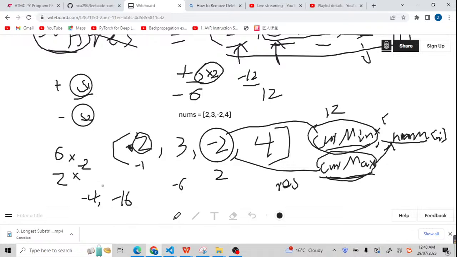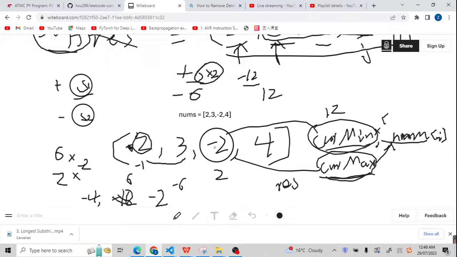Yeah, it is minus 4 and minus 12, and the current num is minus 2. But what about the previous maximum? It is 6. We didn't need to times this minus 2. So the maximum is 6.